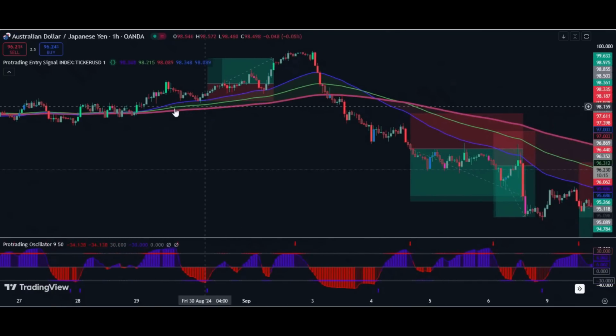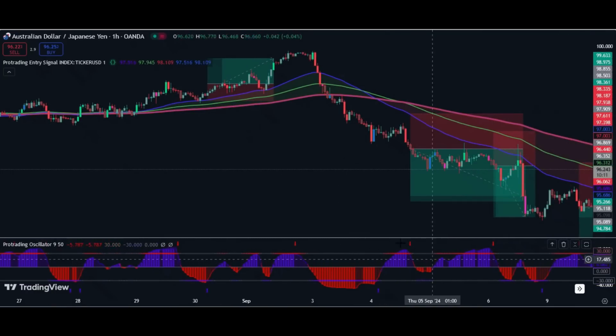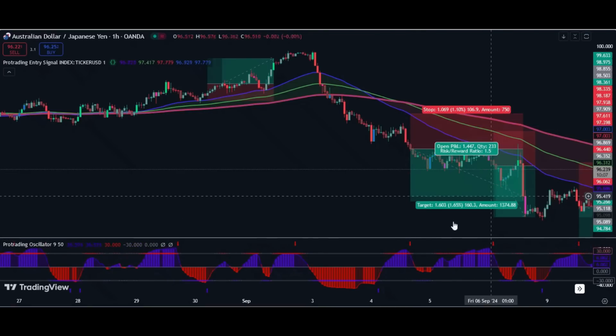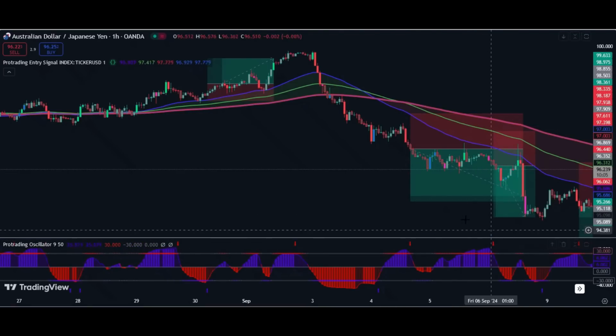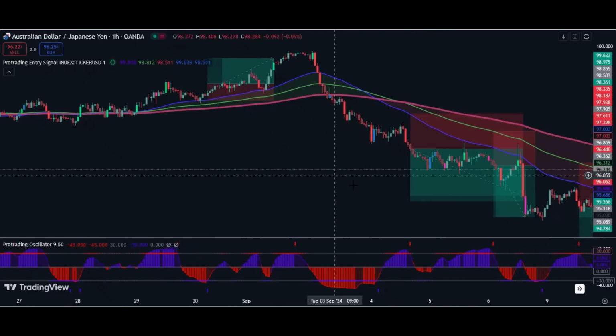Okay, get your direction. Once you have your direction, then use the oscillator to filter out where you are going to take your trade, and you should be able to take a good trade and be able to make money from the market. I hope you like what we are sharing.